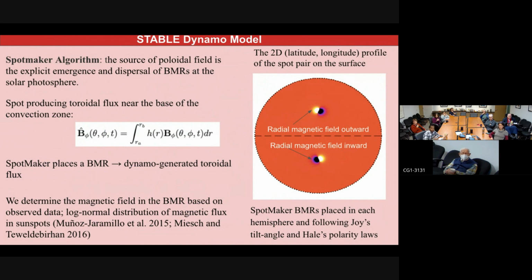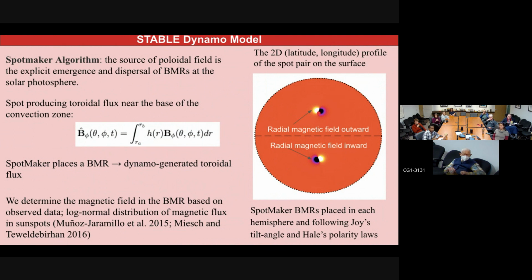The source term for the poloidal field is an explicit emergence of sunspots, or BMRs, at the surface, at the photosphere. And this shows that white is radial magnetic field outward, and the dark blue shows the inward radial magnetic field. To place these spots or BMRs, we use a spot maker, which is producing magnetic field at the base of the convection zone, in a thin layer. In order to place the spot at the surface, we use a threshold value. When the dynamo-generated magnetic field crosses the threshold value, we place a spot on the surface at the photosphere.